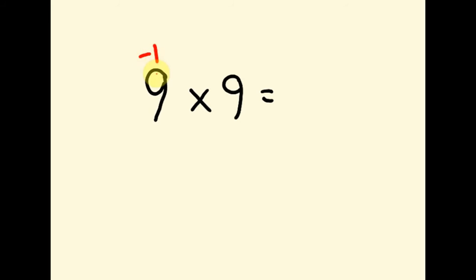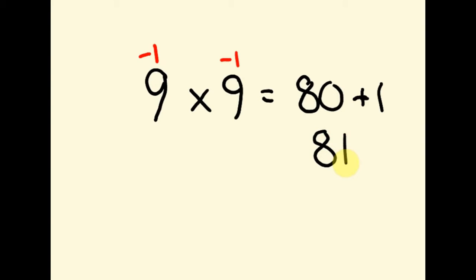So this is 1 below 10, this is 1 below 10. So 9 take 1 is 8, so we're going to see there's 80. Then minus 1 times minus 1. Now minus times a minus gives us a positive number, so we're going to get plus 1. Okay? 80 plus 1 is 81. Cool, yeah?